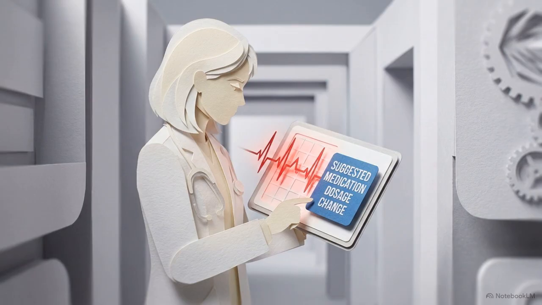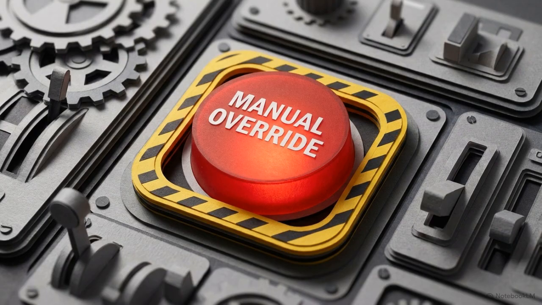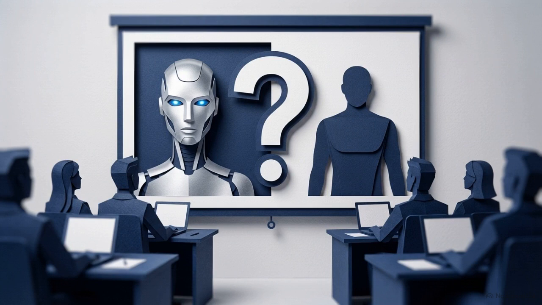We see this in hospitals, where clinical support agents suggest treatment adjustments based on real-time patient vitals, or in e-commerce platforms, where agents recommend pricing changes based on competitor inventory. This collaboration introduces its own friction. Keeping a human in the loop means you have to establish strict override protocols and continuously train your staff on when to trust the AI and when to ignore it.